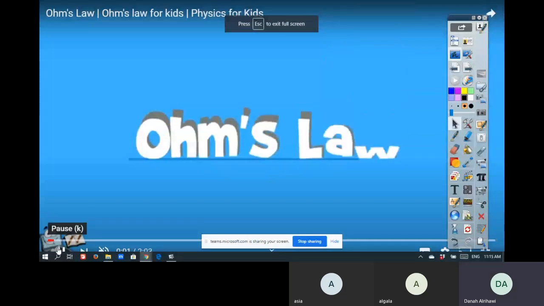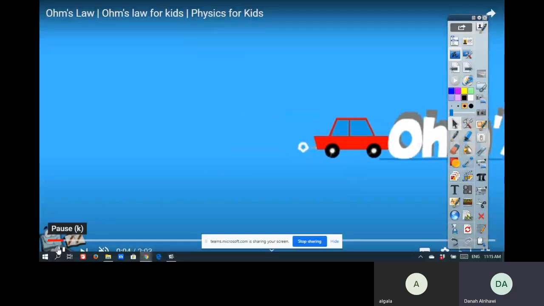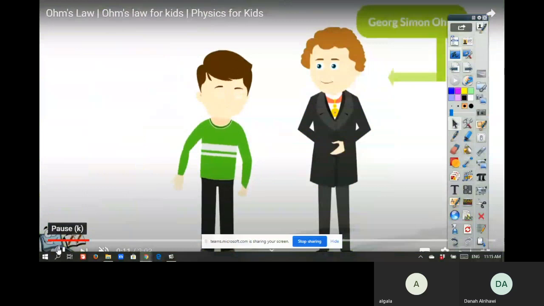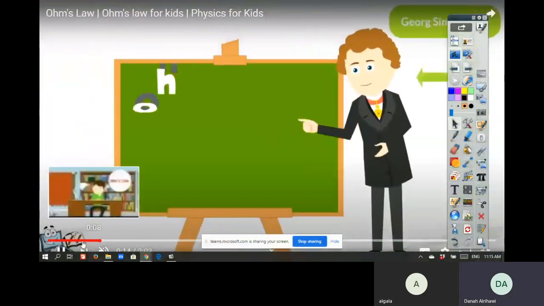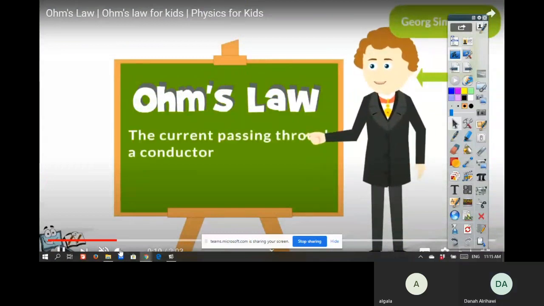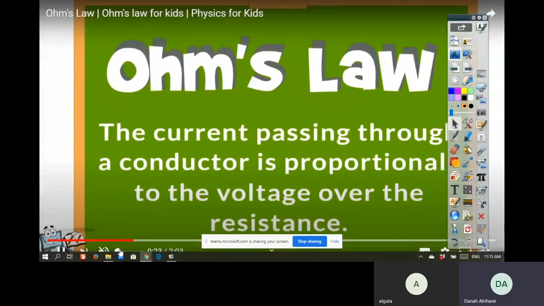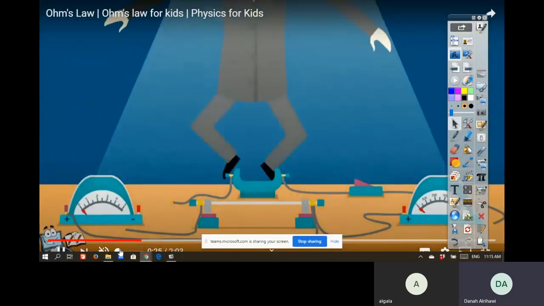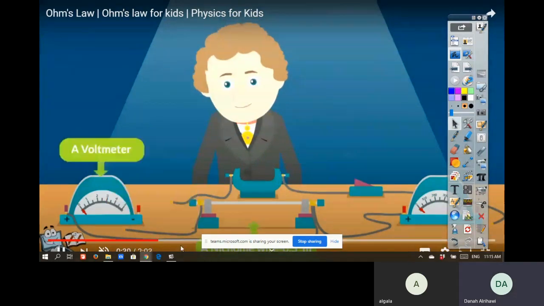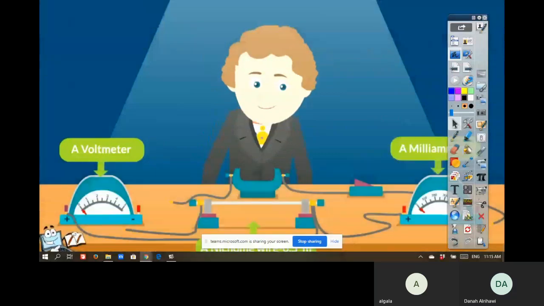First, Ohm tried to watch an electric circuit. Look, what is Ohm's law? He said the current passing through a conductor, and there are two things we need: the resistance and voltage. Okay?